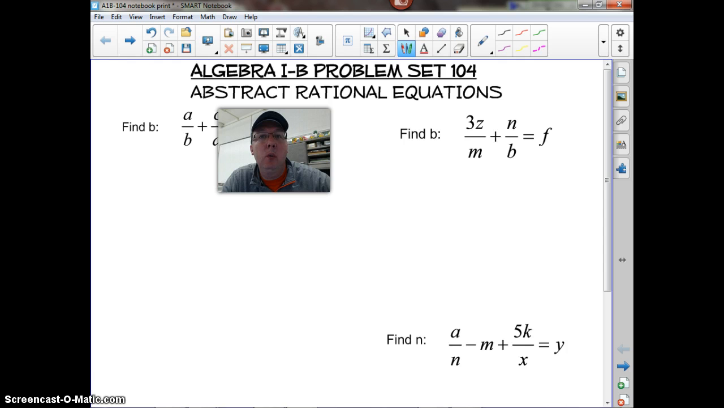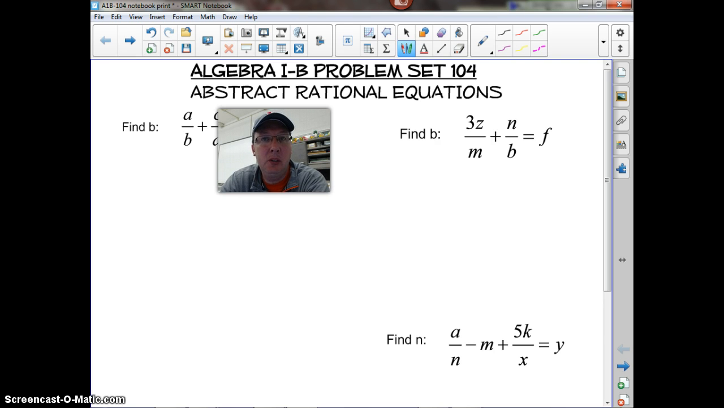Today we're looking at problem set 104, and in this lesson we are looking at what's called abstract rational equations. Now, rational equations we've dealt with. Rational means fractions, equations means we have an equal sign, and we're going to solve for some variable or some letter. Okay? We're going to have fractions in our problems. That's where this rational term comes from.